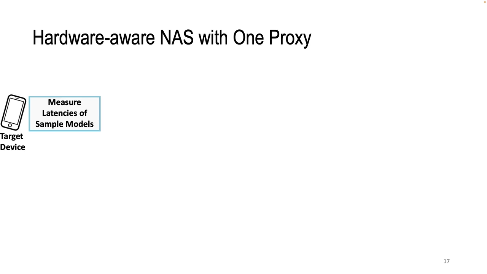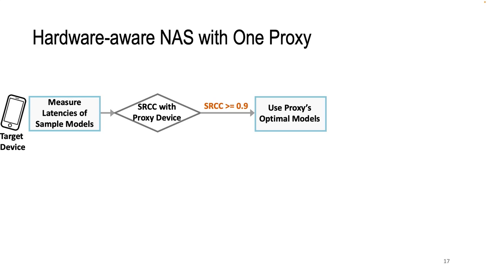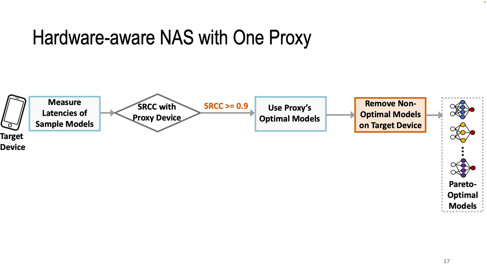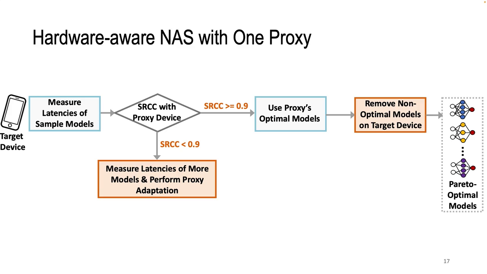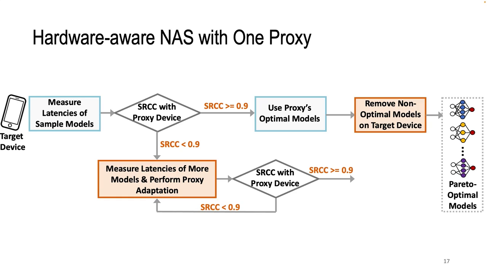Given a new target device, we first check its latency monotonicity with the proxy. If the SRCC is higher than 0.9, which means strong latency monotonicity is satisfied, we can directly reuse the same set of Pareto-optimal architectures with the proxy. If the latency monotonicity is not strong enough, we will need to measure latencies of more models on the target and perform proxy adaptation until the SRCC reaches 0.9, and then perform NAS with the adapted proxy. I will explain the major components in the next few slides.